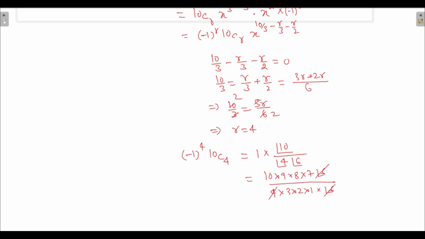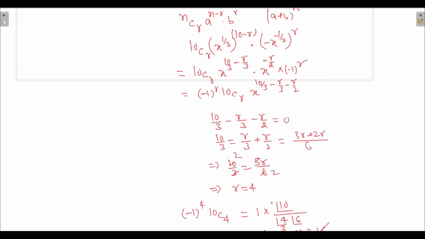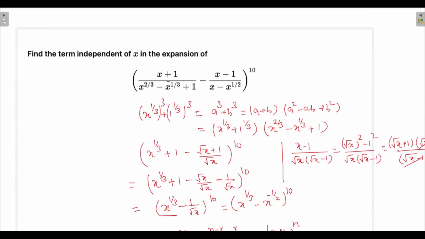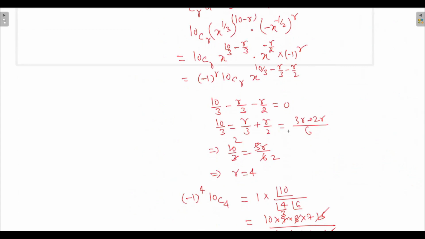So we can cancel this. 4 2s are 8, 3 3s are 9. So this will be 7 into 3, which will be 21 into 10, which will be 210. So this is what will be my answer. 210 is the term basically. This is what is my term here. So the term which is independent of x in the expansion of this is simply 210.